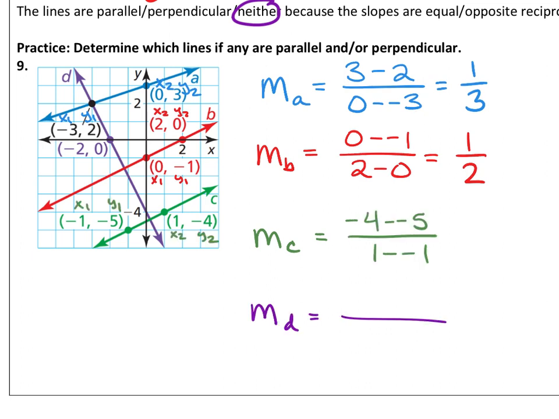For line C, the green one, I labeled my points, I threw it in the equation, and that equation tells me that it's 1/2. Did we get that?